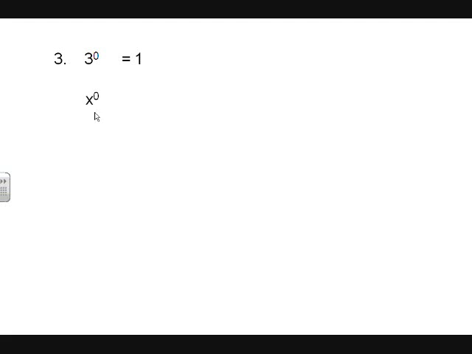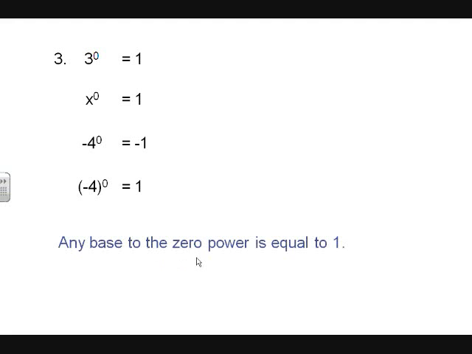Looking again, x to the 0 is also 1. Now, this one, a lot of people start off saying this is 1, but if you remember that last rule, there's no parentheses right here, so the negative is not included with the base. So the answer to this one is actually negative 1. Okay, in this case, the parentheses are around the negative and the base, so this one would be just 1. Now, the rule here is any base to the 0 power is equal to 1.